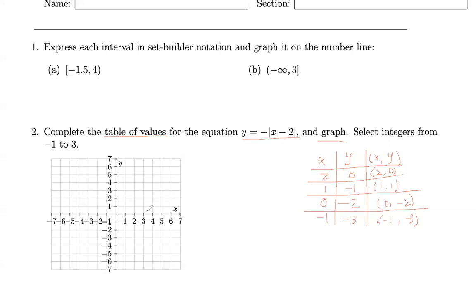Let's try to graph. The first point is 2 comma 0. So X value is 2, Y value is 0. That's this point. The second point is 1 comma 1. X value is 1, Y value is 1, so at this point. Then X value is 0, that means here, X value is 0, Y equals negative 2. So we get this point. Then X value is negative 1, Y value is negative 3.